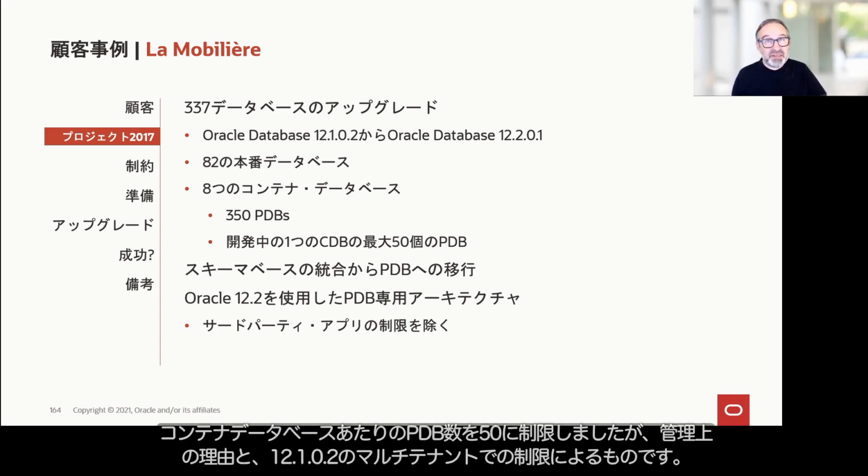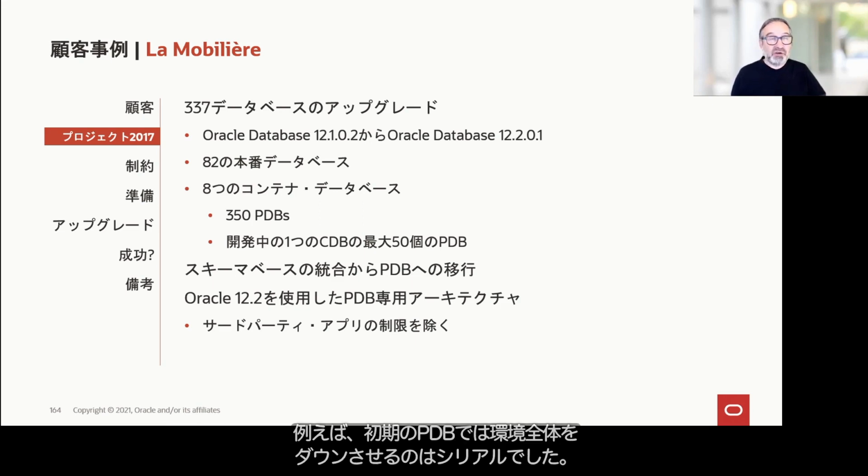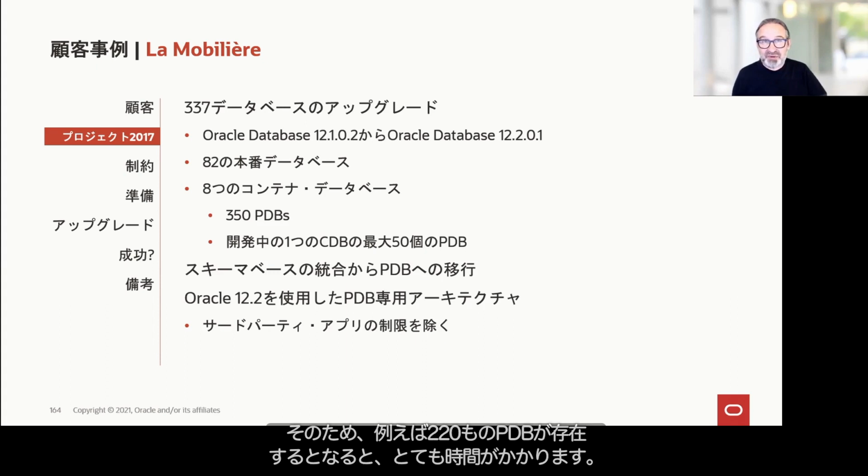The number of PDBs per container database was restricted by the team to 50, mostly for administrative reasons, and also because of the limitations we had in 12.1.0.2 with multitenant. For instance, the startup of PDBs, when you took down the entire environment, was serial. So when you had like 220, it takes much, much longer.